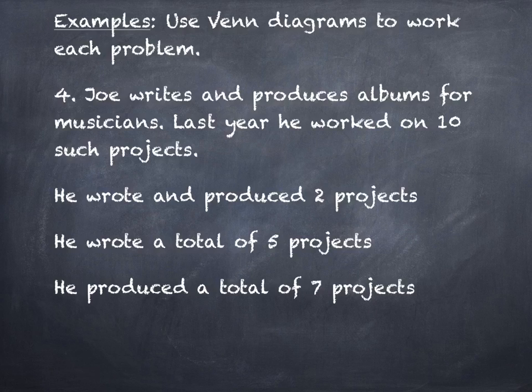All right, we're going to use Venn diagrams to work the problem. Let's read the problem first. Joe writes and produces albums for musicians. Last year, he worked on 10 such projects. He wrote and produced 2. He wrote 5. And he produced 7. Okay, everybody following so far?